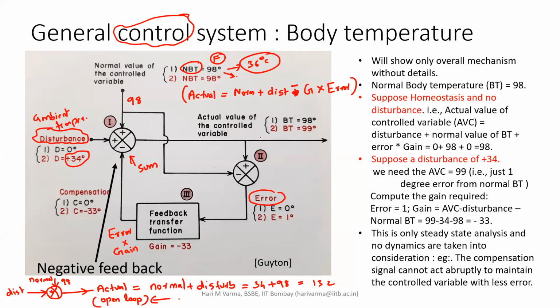Now what will happen to this particular system? You can see that some portion of your actual value is being sensed here. That means you are measuring it. There is a sensor here. And it is fed back to your input side, right? So suppose there is no disturbance. Suppose disturbance is 0. Okay, so what will be my output actual? 98. Why? Because disturbance is 0. But then there is error here. In the formula there is error as well. Okay, normal is 98, I agree. Disturbance is 0. Fine. But what happens to this one?